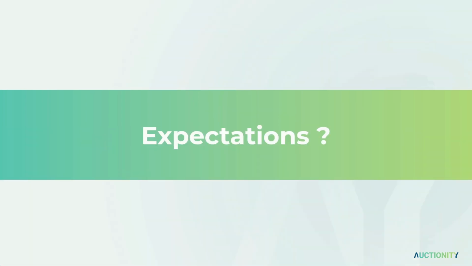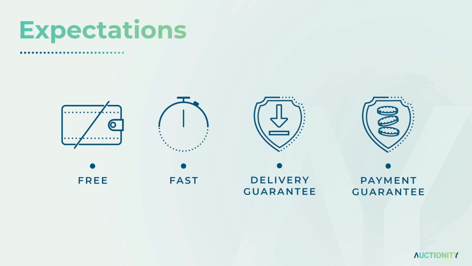So we started by thinking, what do people involved in auctions expect? What does the seller expect when he wants to sell a good into auction? What does the bidder expect when he wants to buy something? And we determined 4 main expectations. The first is the cost.